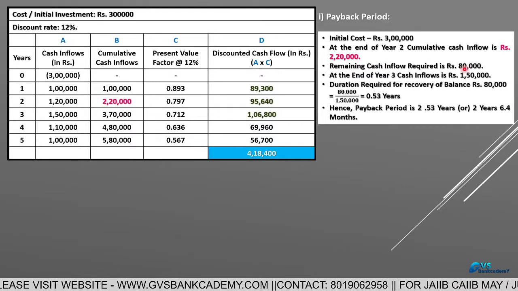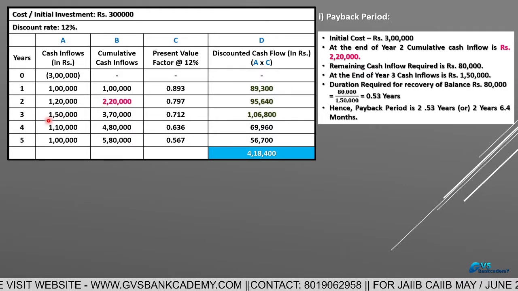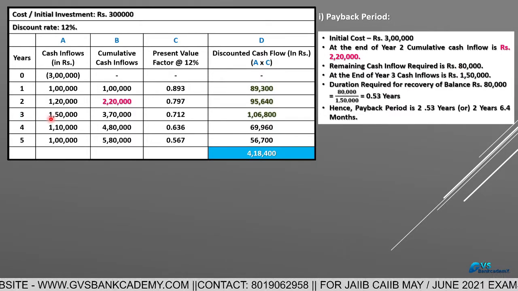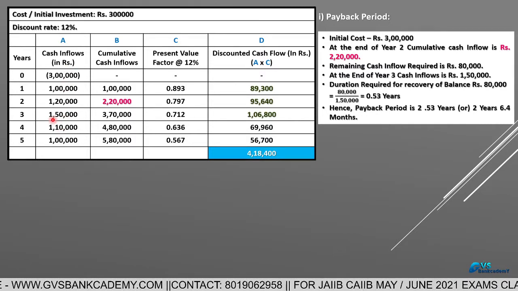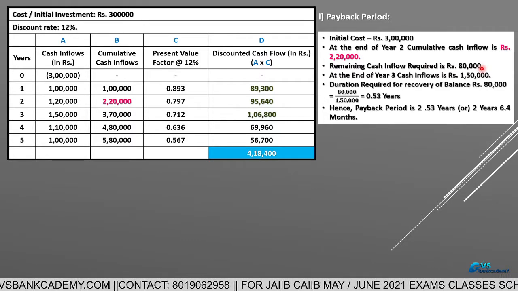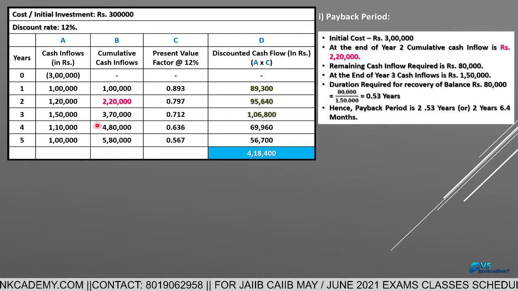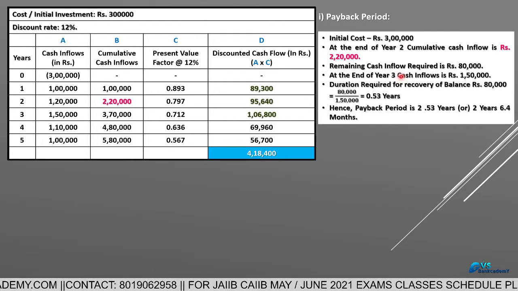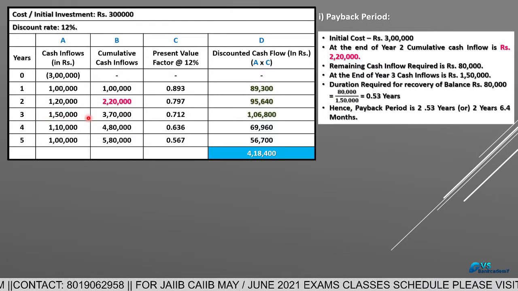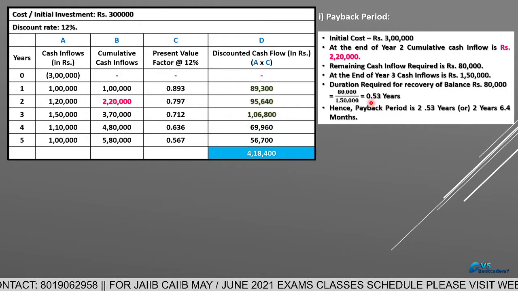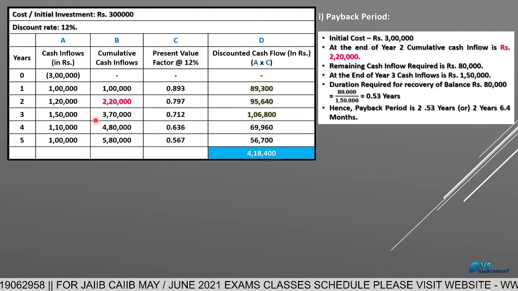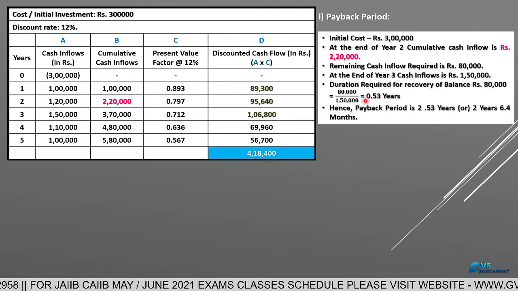So the remaining 80,000 we require during the third year. During the third year, the total cash inflow is 1 lakh 50,000, so we need only 80,000 from the third year. How much time will it take for recovery of 80,000? 80,000 divided by 1 lakh 50,000, so it will take around 0.53 years.